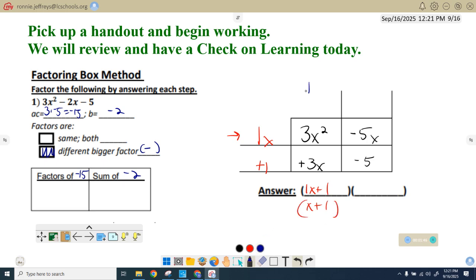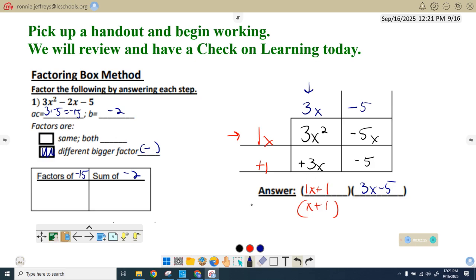Going up here, the biggest thing I can divide out of 3 and 3 is 3. The smallest exponent x is x. Now remember, when the first thing you look at is a negative, you're going to divide out a negative. What is the biggest number we can divide out of 5 and 5? 5. So 3x minus 5.